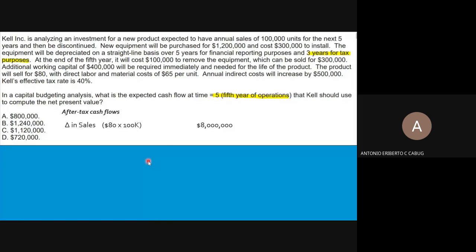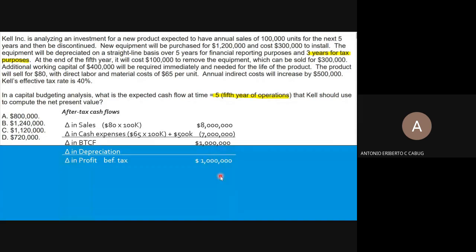Change in sales, that's $80 times 100,000 units. 80 times 100,000, you have $8 million. Change in cash expenses, may variable tayo at fixed. $65 times 100K plus $500,000, you would have $7 million. Your before tax cash flow will increase by 1 million. And take note, for tax purposes, 1.5 M divided by 3 years lang. So magkaka-depreciation tayo sa years 1, 2, and 3 only. With year 4 and year 5, hindi magkakaroon na depreciation. So no depreciation to be recognized in year 5.